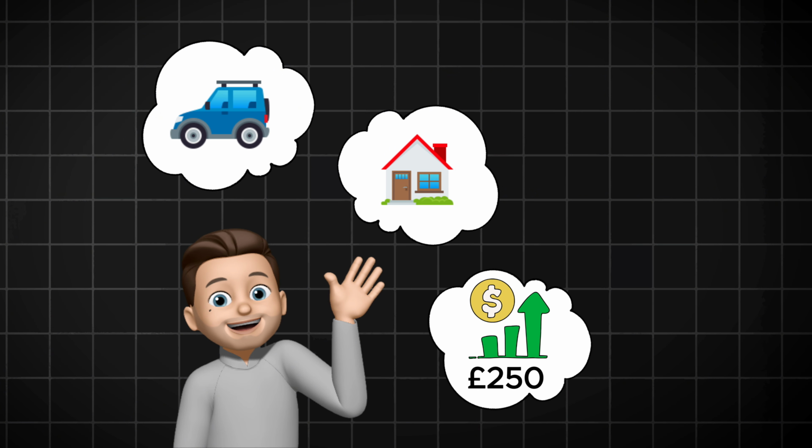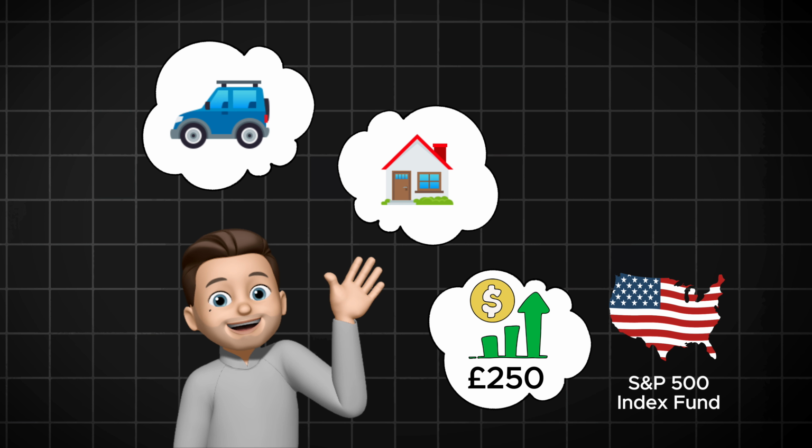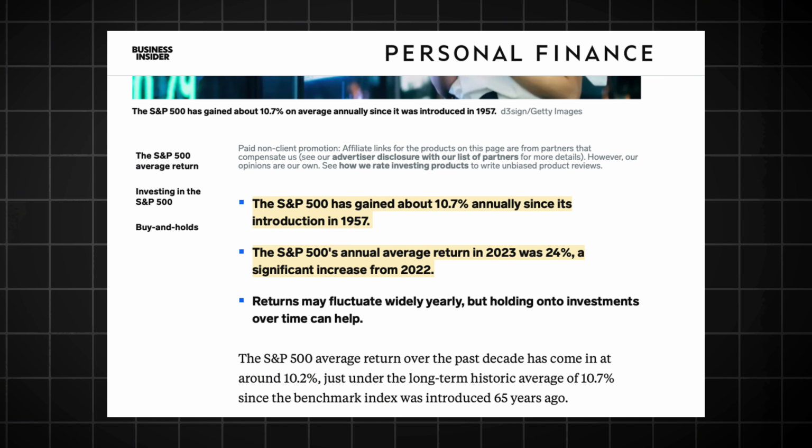Asher decides to invest in an index fund which tracks the S&P 500. Simply put, this is a fund which tracks the performance of the largest 500 companies in the US. According to the data, the S&P 500 has gained about 10.7% annually since its introduction in 1957.